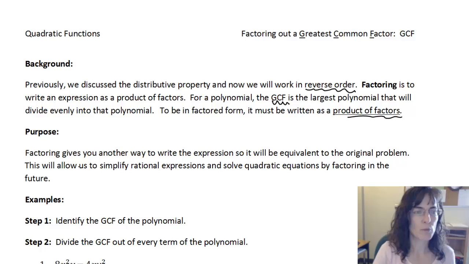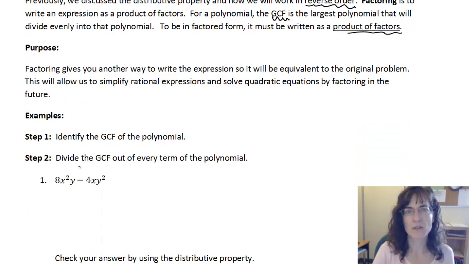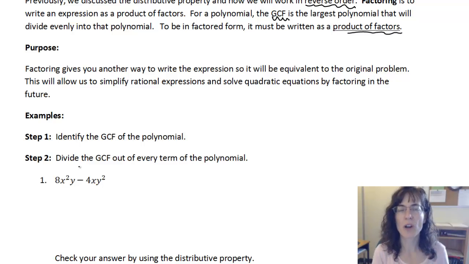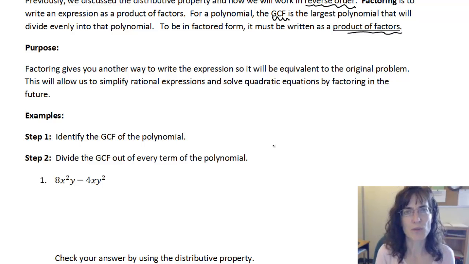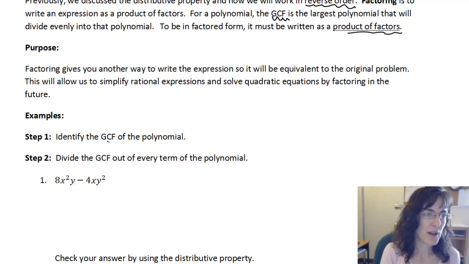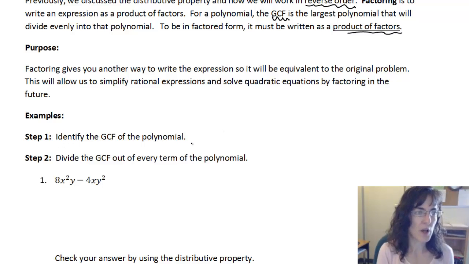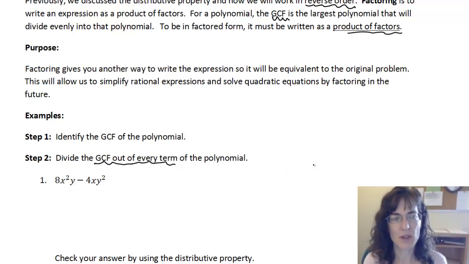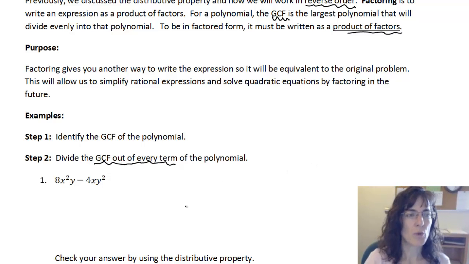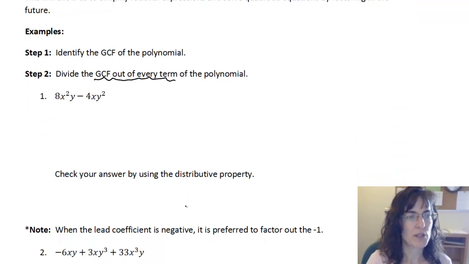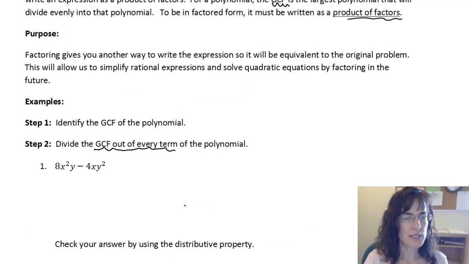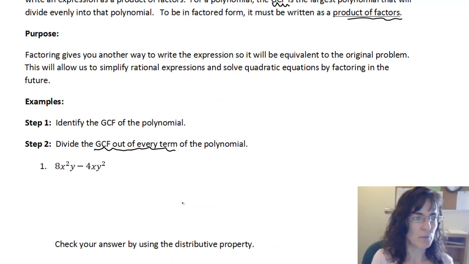And it helps us to find the zeros of an equation, where the x-intercepts are, and there are a lot of uses for factoring that we will need soon. So identifying the greatest common factor of a polynomial will be our first step, and then we'll divide that greatest common factor out of every term in the polynomial, and then we will check our answer using the distributive property. So let's take a look at an example.